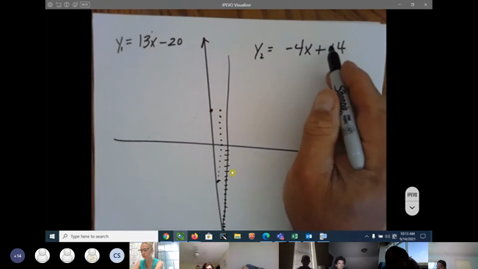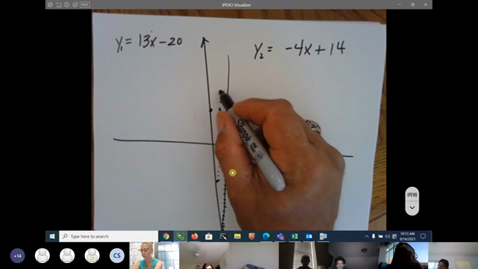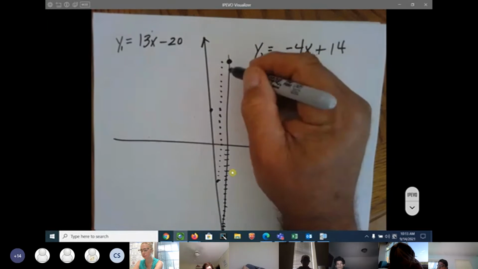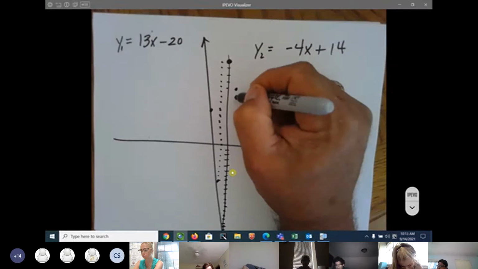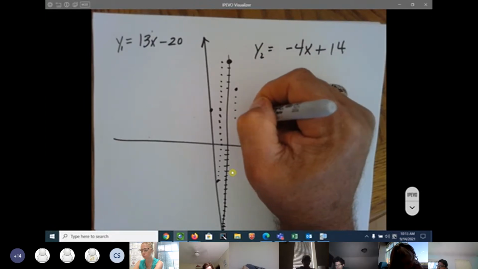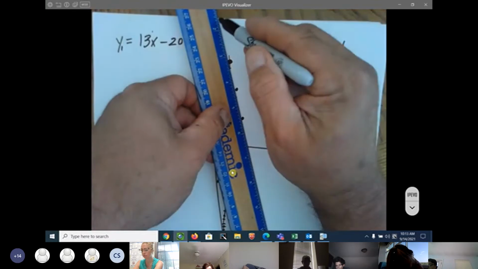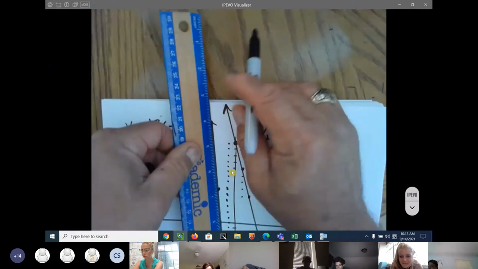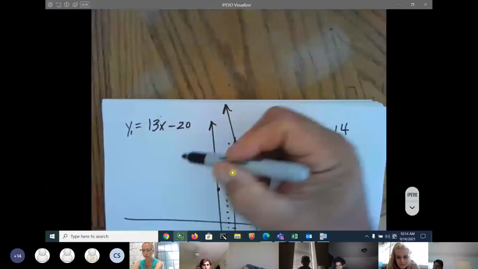And then this line is positive 14, counting up to 14, and negative 4. 1, 2, 3, 4, 1 over, 1, 2, 3, 4, 1 over. So it looks like they're going to cross somewhere up in the second quadrant. Somewhere in the second quadrant, they're going to cross.